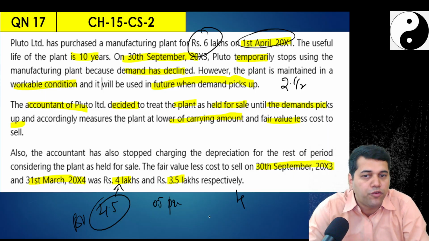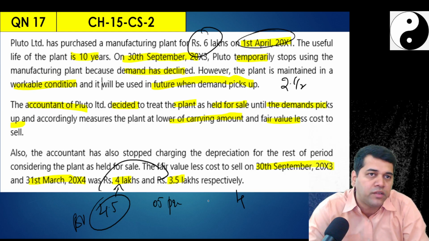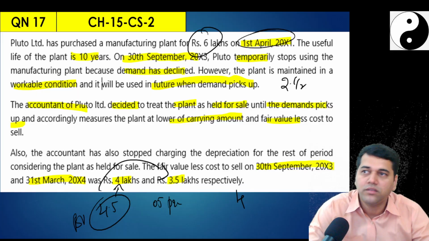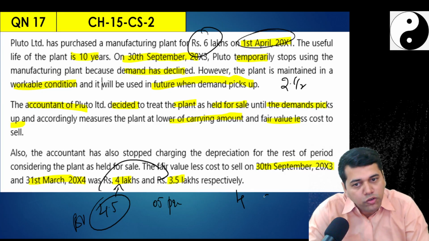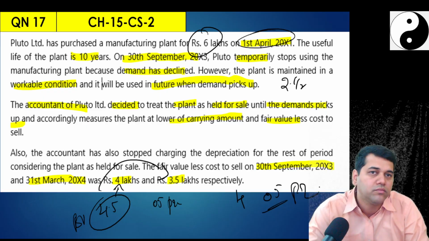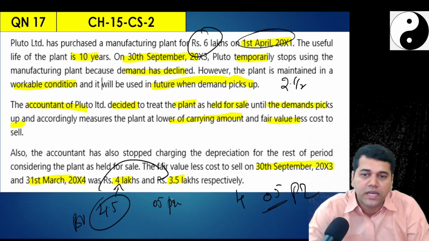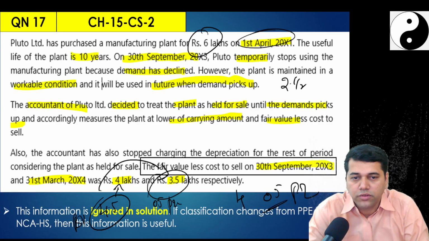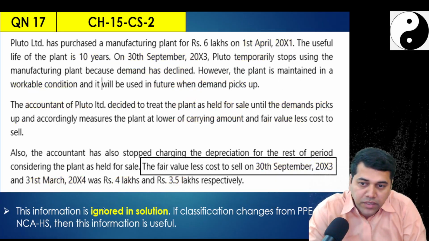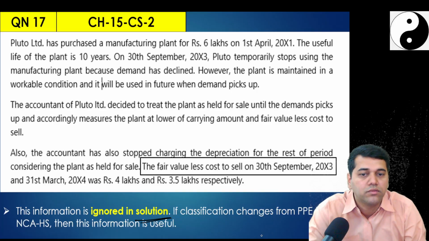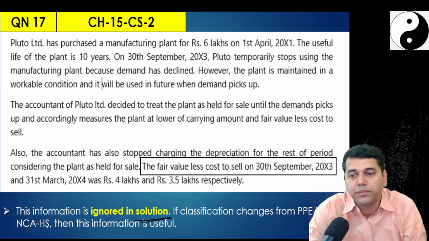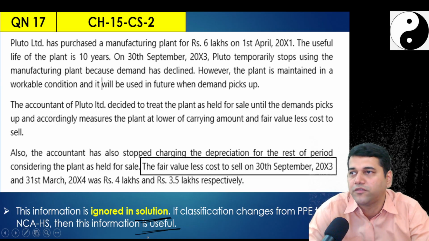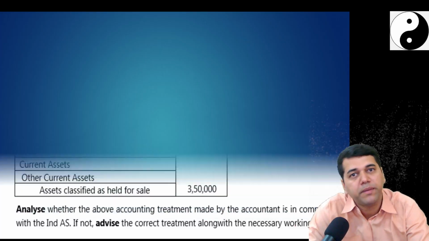So what is your book value? 4 only. At the end of the year again 3.5 was there. You should value at the previous book value or fair value less cost to sell, whichever is lower. Again you would have charged 0.5 to the P&L account. At the end of the year you must have kept it at 3.5. Now this information is ignored in the solution. If classification changes from PPE to NCA, then this information would have been useful. Otherwise, why do I need this information? I may have to only test for impairment.